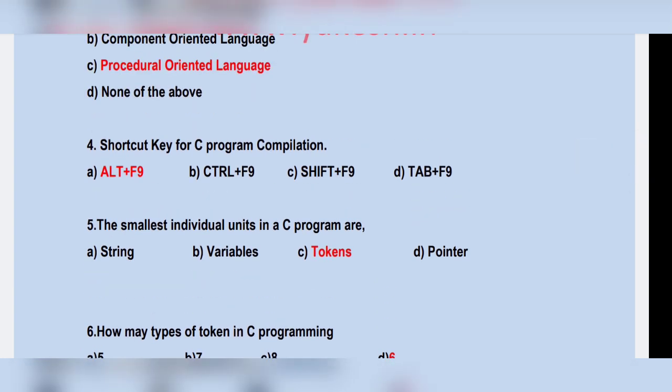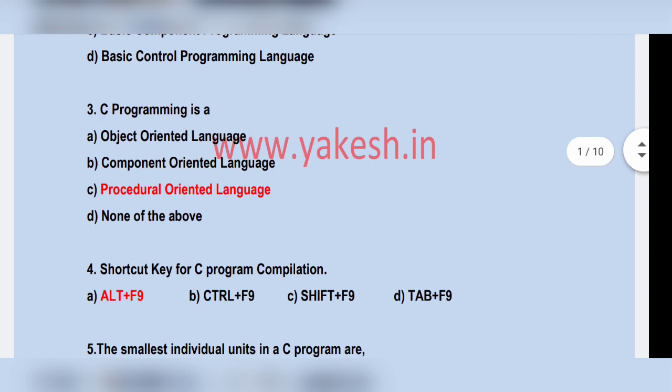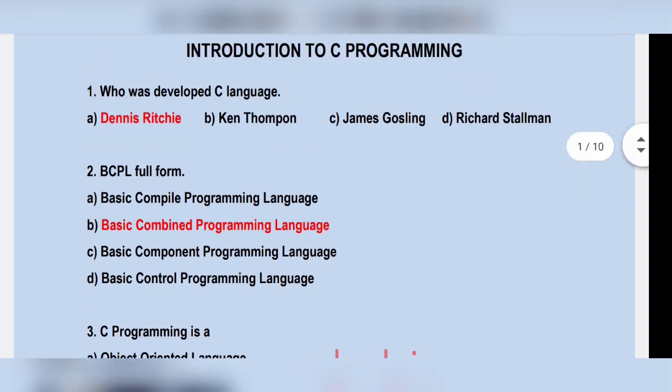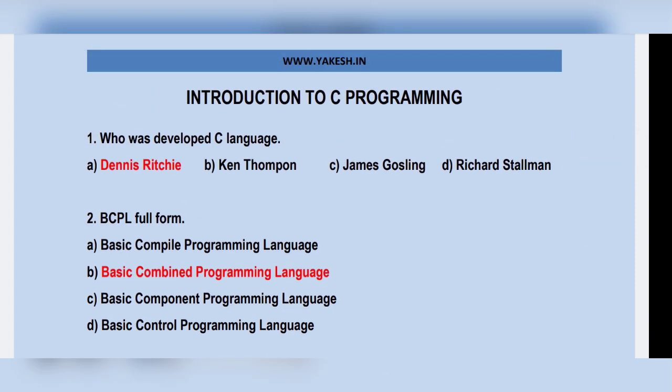The smallest individual units in a C program are tokens. Shortcut key for C program compilation: Alt plus F9. C program is a procedural oriented language. BCPL full form: Basic Combined Programming Language. Who developed the C language? Dennis Ritchie.